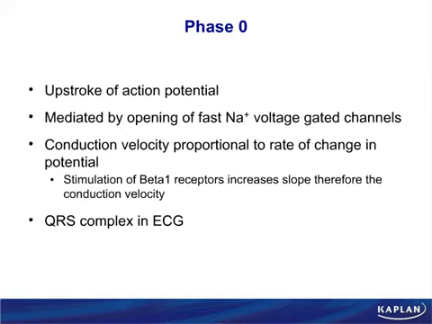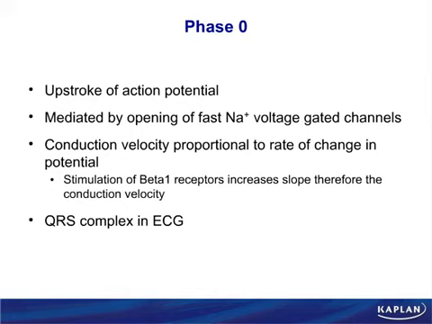Number one, right here, stimulation of beta-1 receptors increases this slope, and as a result will increase conduction velocity through the heart. So that slope of phase 0, that slope of the upstroke of the action potential, is a very important concept to work with for this step.